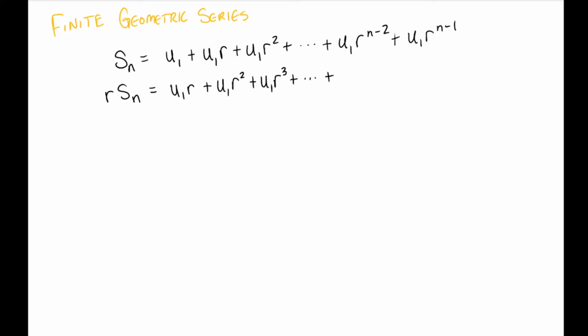The next term went from being an r to an r squared, and the term after went from being an r squared to an r cubed. And as I keep going down the line, we're going to see the exponent increases by 1 here as well. n minus 2 is going to increase to n minus 1, and in this last term, n minus 1 is going to increase to n.